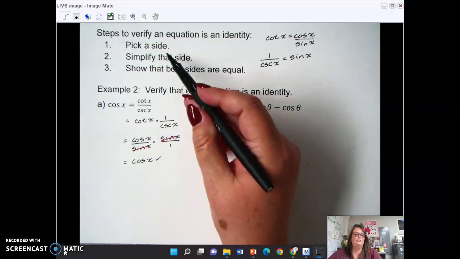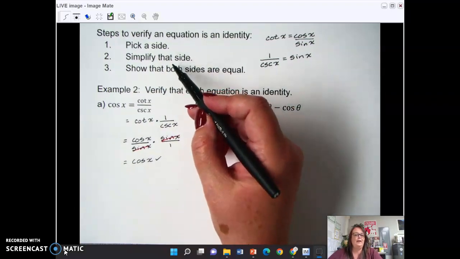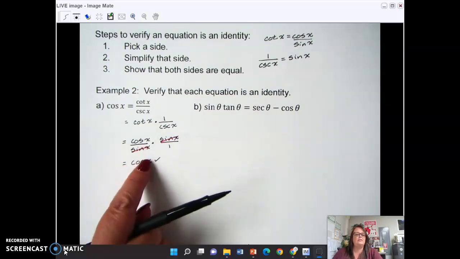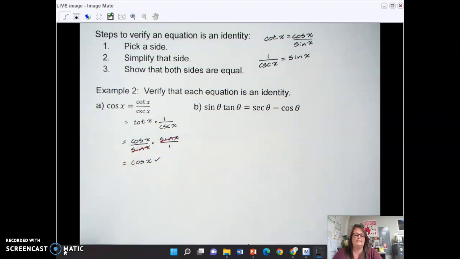I picked a side, which was the right side. I simplified that side, which got it down to cosine of x. And then I showed that both sides are equal because cosine of x on the left is equal to cosine of x on the right.